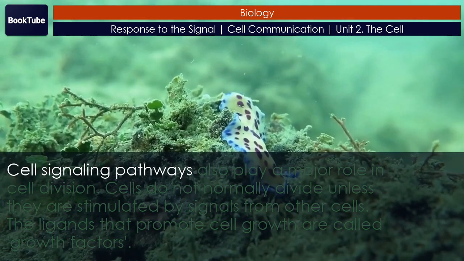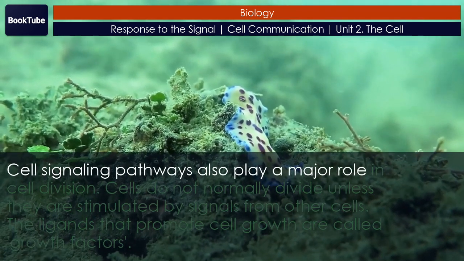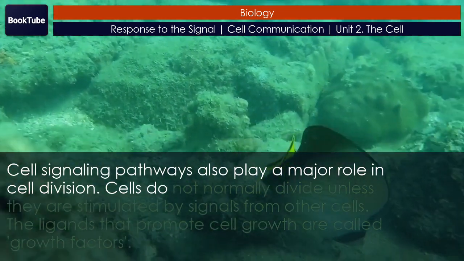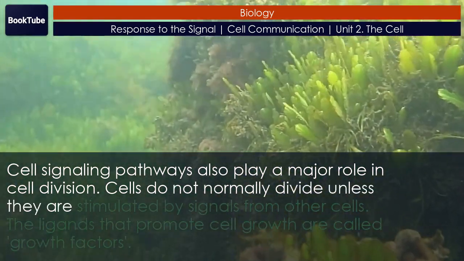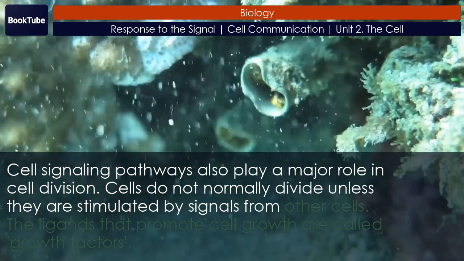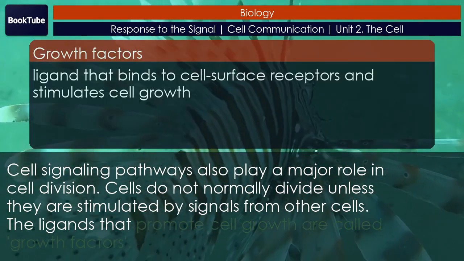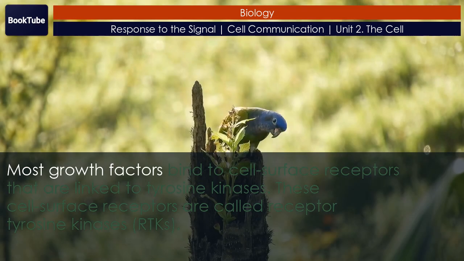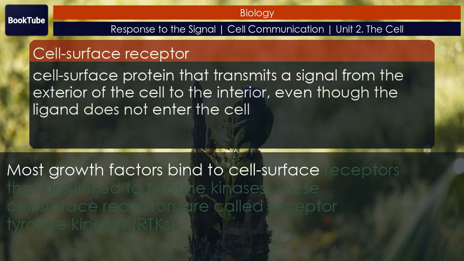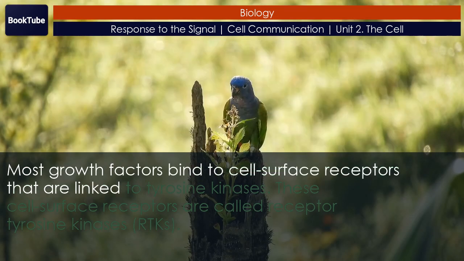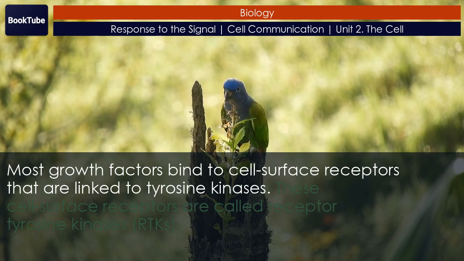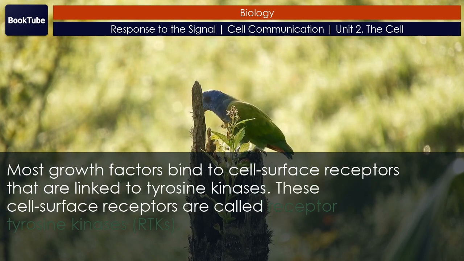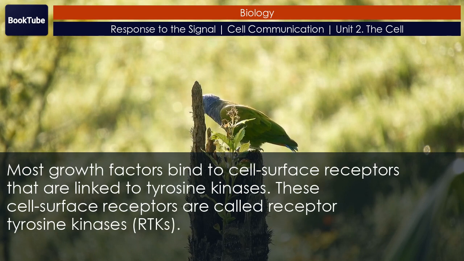Cell growth. Cell signaling pathways also play a major role in cell division. Cells do not normally divide unless they are stimulated by signals from other cells. The ligands that promote cell growth are called growth factors. Most growth factors bind to cell surface receptors that are linked to tyrosine kinases. These cell surface receptors are called receptor tyrosine kinases, RTKs.